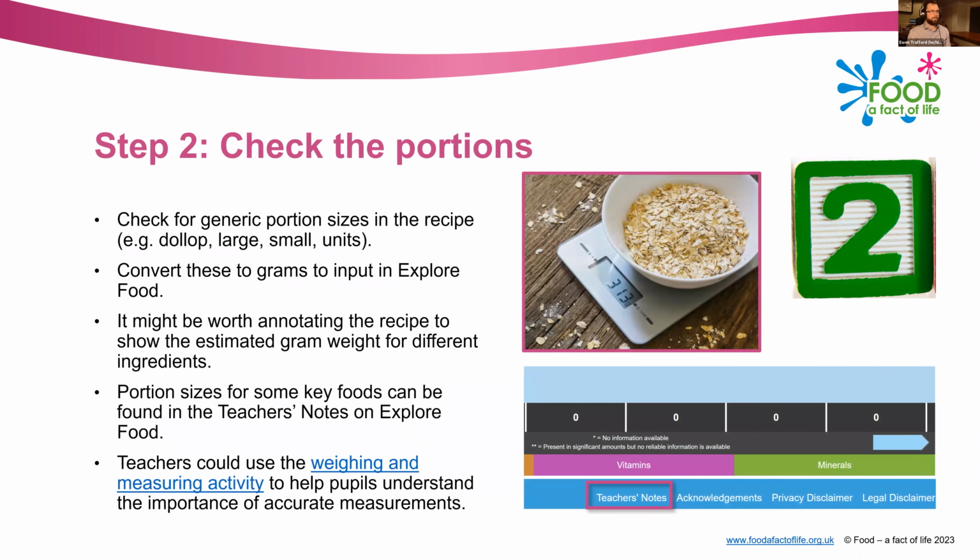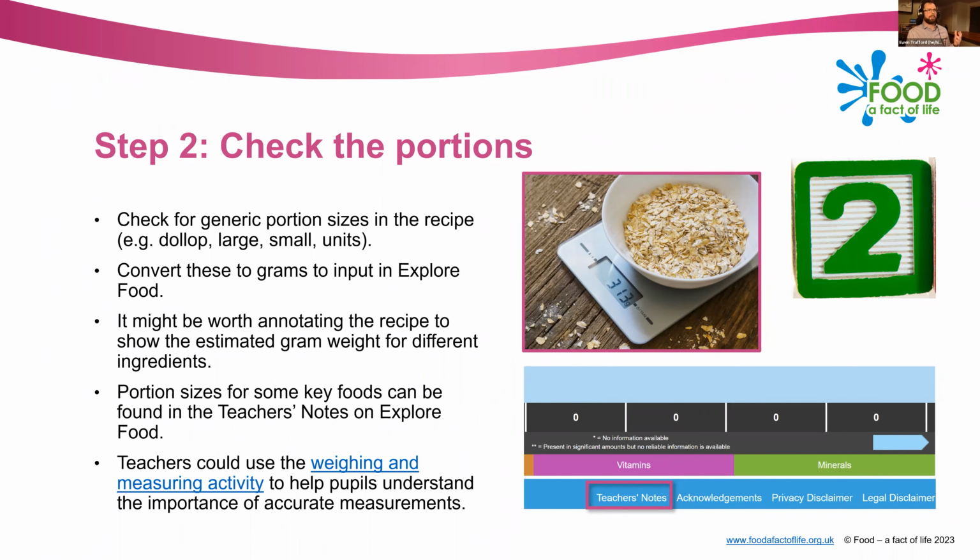Step 2 is to check your portions. Check for generic portion sizes in the recipe: words like dollop, comparisons between large and small, various units that don't have gram weights. You need to make sure that these are converted or at least estimated, and then put them in Explore Food, which we'll show you later, in grams as well. It might be worth annotating the recipe to show the estimated gram weight.